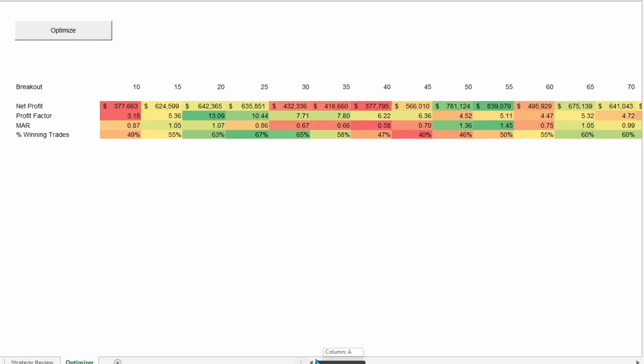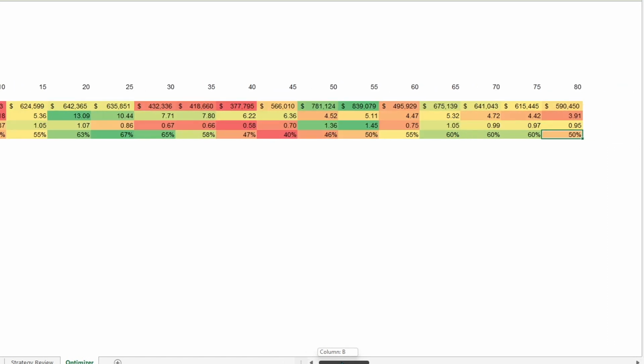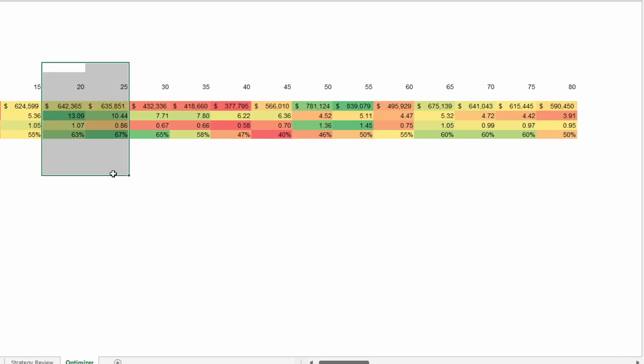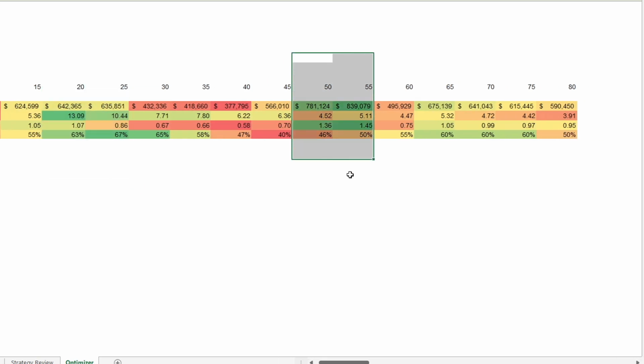which is annual growth rate divided by maximum drawdown, gives us a measure of how smooth the strategy is, and the percentage of winning trades. Nicely coloured in greens, we have a few areas of stability, 20, 25, and 50 and 55. But on the whole, we are getting very consistent results for a simple, easy to understand, easy to follow strategy.